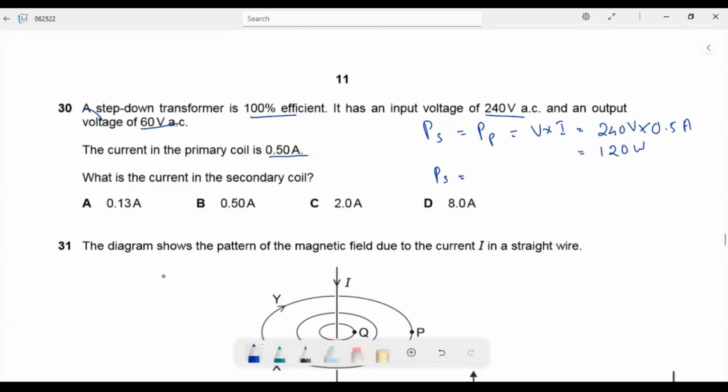So power in secondary means voltage in the secondary into current in the secondary. We need to find the current in the secondary coil, that is IS is equal to PS by VS. So power in secondary is the same as primary, that is 120 watt, and the voltage in secondary is given as 60 volt. You will be getting the answer as 2. The answer is 2 amps. Option C.